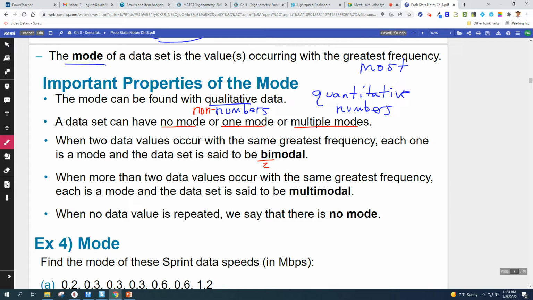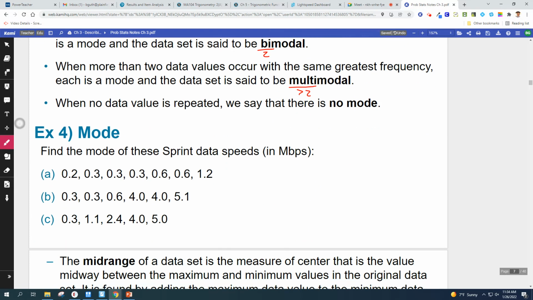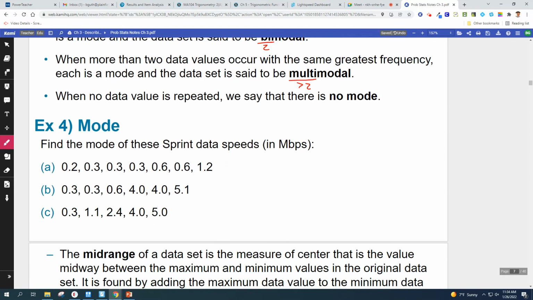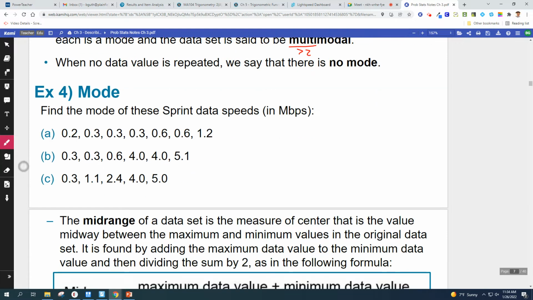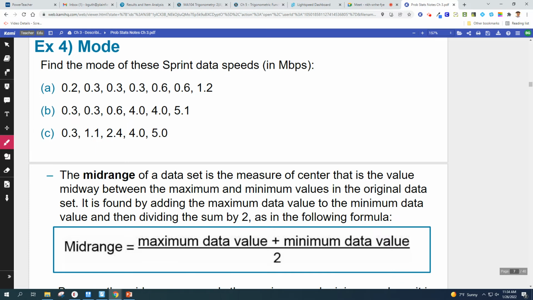When more than 2 data values occur with the same greatest frequency, each is a mode, and the data set is said to be multimodal. So anything that's greater than 2, I guess, right? Multimodal. When no data value is repeated, we say there is no mode. So if each number only happens once, we're going to say no mode. So probably the easiest one to calculate, assuming you have those little stipulations in check.